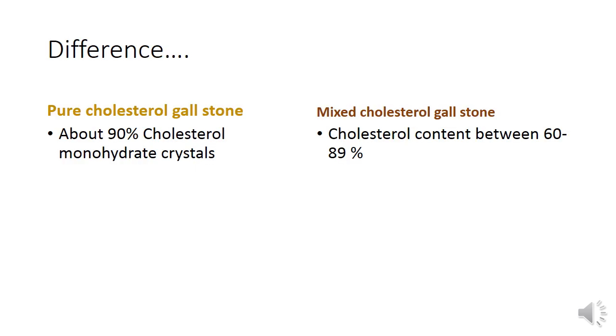Now, what's the difference? Well, the pure stones have 90% cholesterol, whereas the mixed stones have their cholesterol content anything ranging from 60 to 89%, except that these two types of stones are almost the same. This means the mixed stones are also going to have calcium bilirubinate and calcium carbonate as their other constituents.